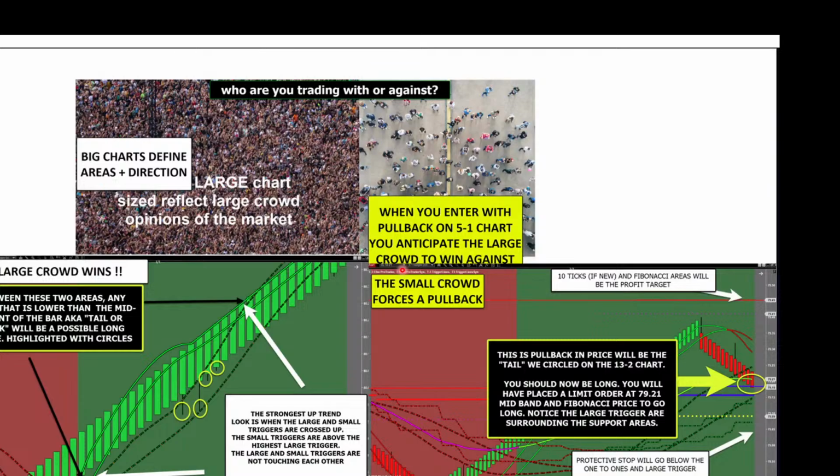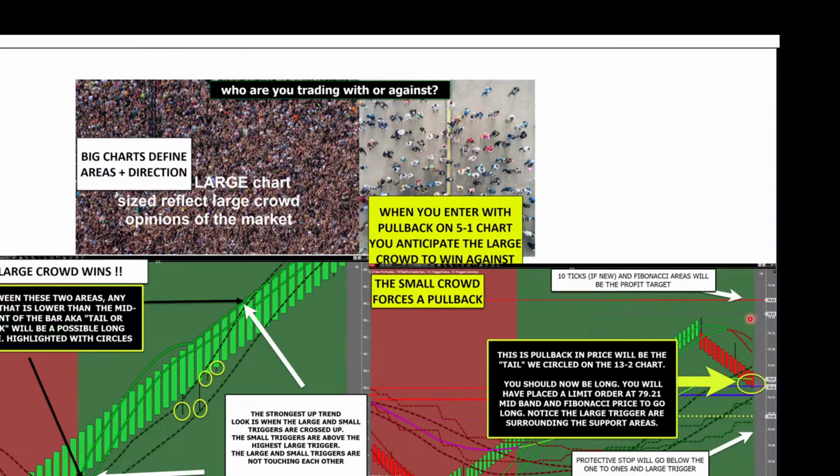Your large chart, think of them as a large crowd. These are the men and women with the money and the influence. They can push a market, they react at key areas, they can ruin your day if you decide to fight them. Large crowd typically wins. That's why we let the large chart lead the way.